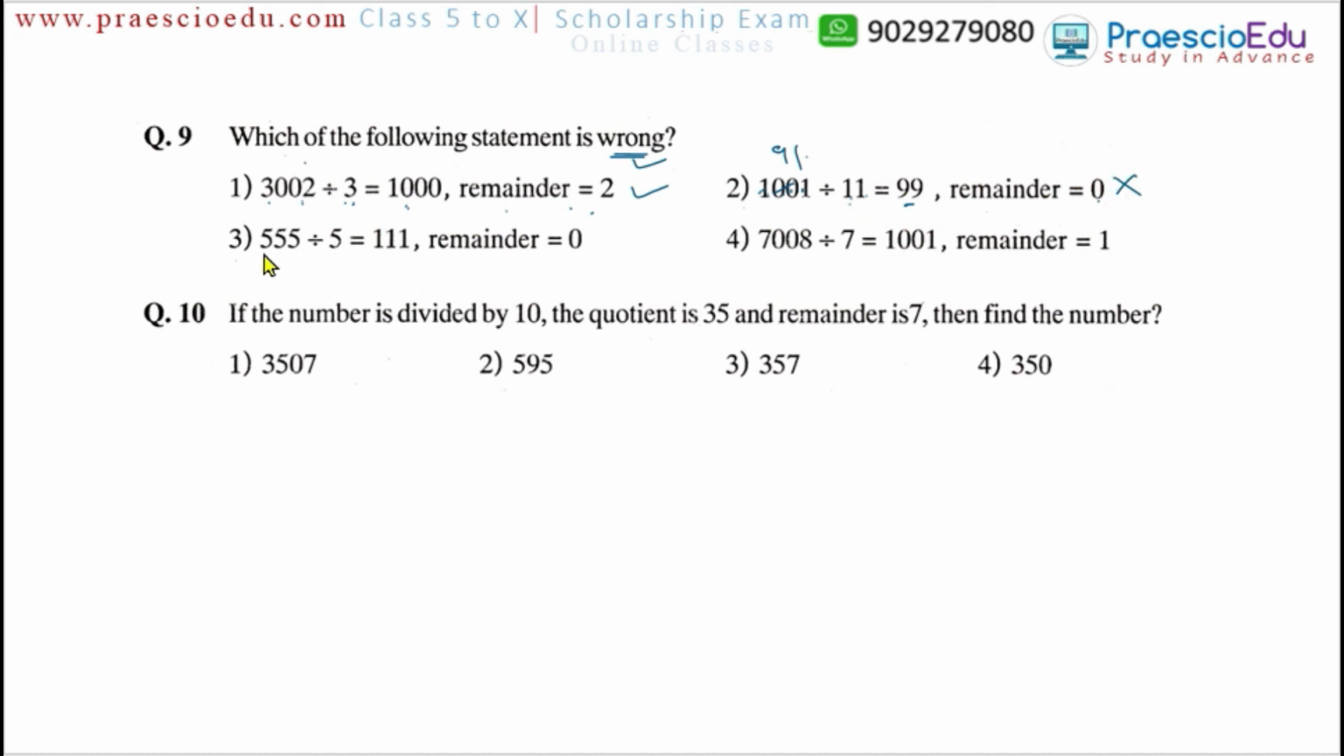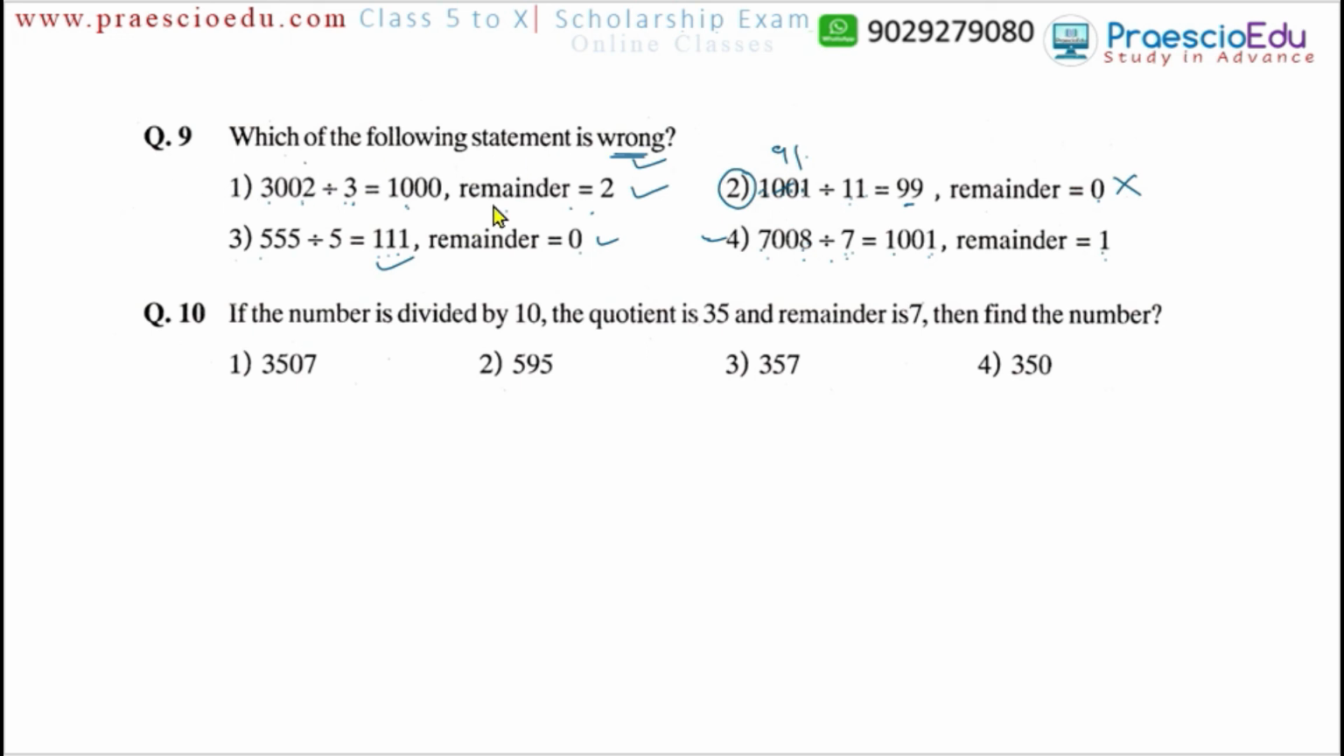So 555 divided by 5 is equal to 111. Yes, this is the correct one, the remainder is 0. Now 7008 divided by 7 is equal to 1001, remainder 1. This is also correct because here 7, here 7, and 8 divided by 7 is 1 and the remainder will be 1. So this is also correct, which means option number 2 is the wrong statement, which is our correct answer.